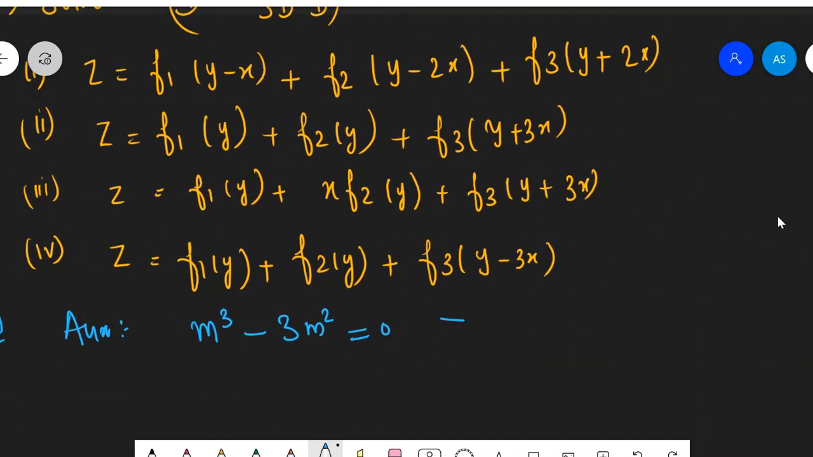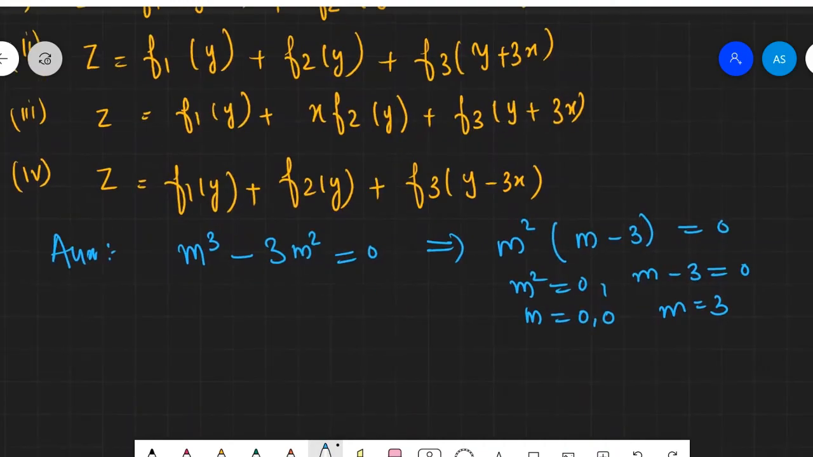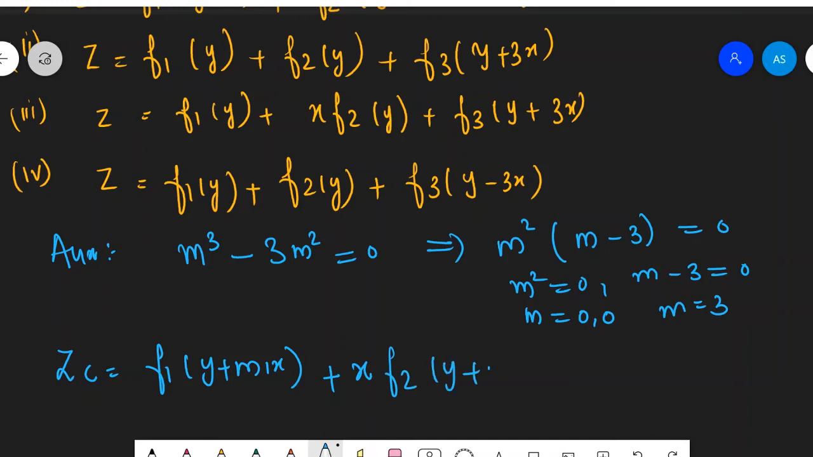So m square is the common term here. m minus 3 equals 0. m square equals 0, m minus 3 equals 0. So the values of m are 0, 0 and m equals 3. Now I am going to write f1 of y plus m1x. Here m1 repeats one time. So x into f2 of y plus m1x, and as this is a different value, f3 of y plus m2x.